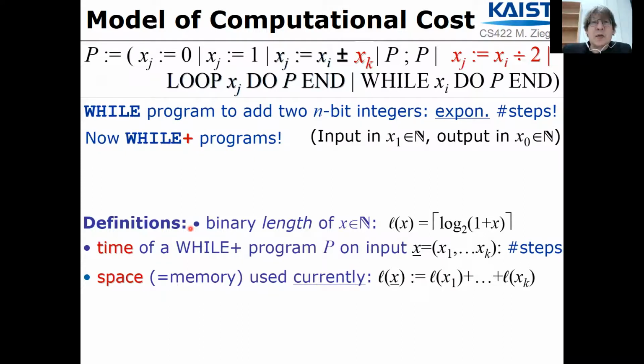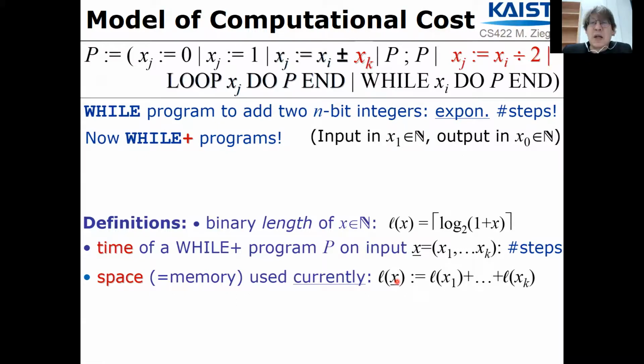The next notion of algorithmic cost is memory: running time and memory. The technical term for memory is space, for historical reasons. The space of the memory used by a while plus program at one instant in time, when the k variables have certain values, we define to be the binary length of the variables added. The first variable requires some number of bits to store, intuitively, and this number of bits is captured by this expression. The second variable requires a number of bits, and so on up to the kth variable. There are only finitely many variables. Add this number of bits, and this we define to be the total amount of memory currently used.